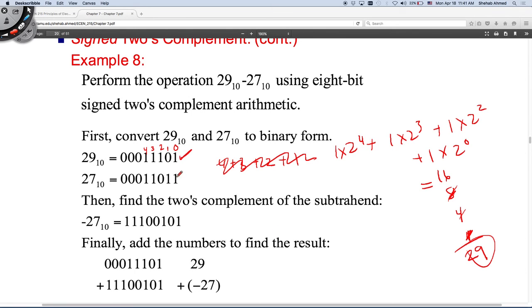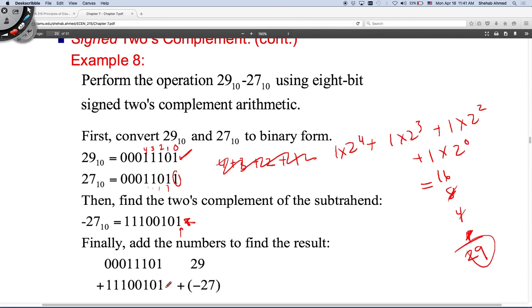We agree this is the actual representation, and this is 27. Just bear with me, a minute or so. I want to subtract 27 from 29. So what did we say? I represent 27 in its 2's complement. How do we do that? We look at 27 and start from the right-hand side. As soon as I see a 1, I put it down here, and then everything else I flip. So this is the minus 27 representation in 2's complement.